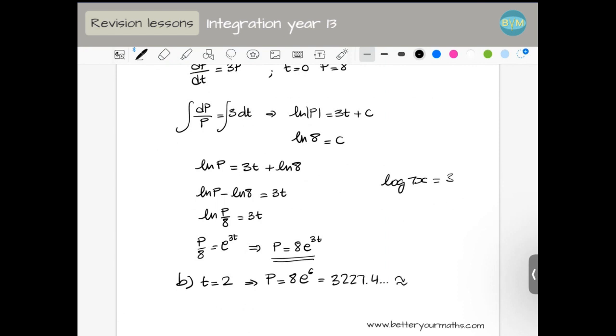3,227.4, to the nearest 100, 3,200 microorganisms. If you have units in the modeling questions, always give the answer with units.